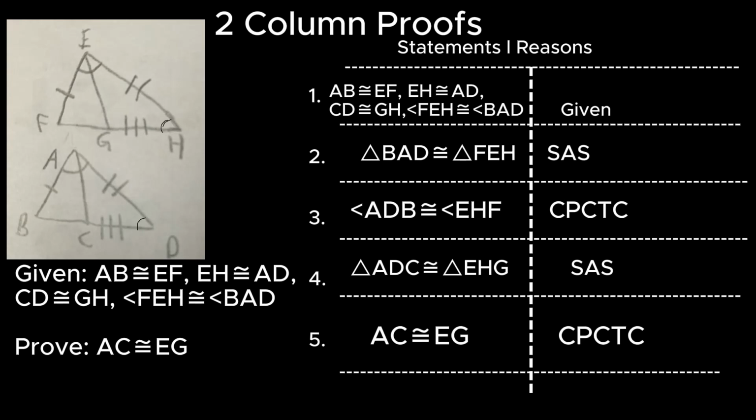And our last step, proving that AC is congruent to EG, all we have to do is use CPCTC again. Now, I'm not even going to lie, these problems can be really annoying sometimes, but with enough time and practice, you'll get used to a lot of the patterns that these problems have. So it's okay if you're confused at first. On to the next problem.